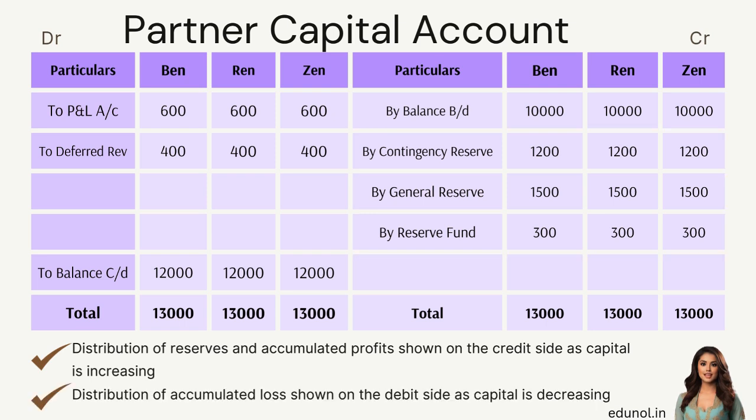Distribution of accumulated losses will decrease the partner's capital. So it will be shown on the debit side of partner capital account. In the example question, on the debit side of partner capital account, we will write distribution of each accumulated loss separately. To profit and loss account, 600 rupees in each partner column. To deferred revenue expenditure, 400 rupees in each partner column.